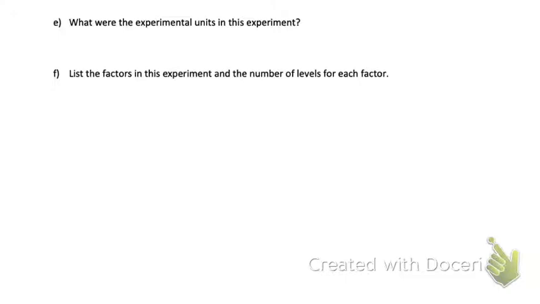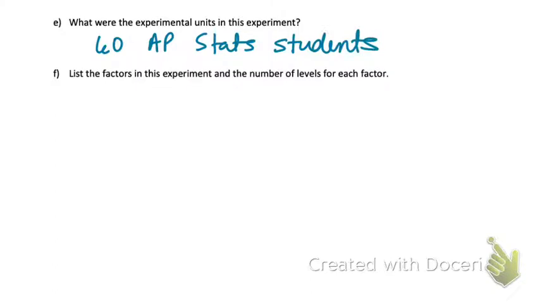Experimental units. If you guys look at your definitions, an experimental unit is the object to which a treatment is randomly assigned. So, who or what are the experimental units in this example? Yeah, it's the 60 AP Stats students. Because again, the example told us that we selected 30 AP Stat students, put them in one class, 30 more AP Stat students, put them in another class. So my experimental units, the people that are getting the treatment, are the students.